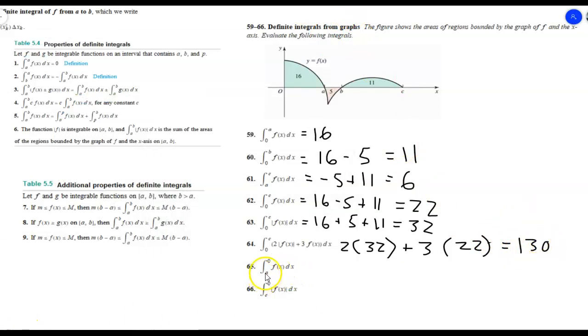All right, next one says from a to 0 of our function. Well, we already know from 0 to a is 16, so from a to 0, we just flip the limits. You're going to get a negative. That's just going to equal negative 16. And the last one is from c to 0 and the absolute value. Well, we know from 0 to c of the absolute value is 32, so this one here would be negative 32.